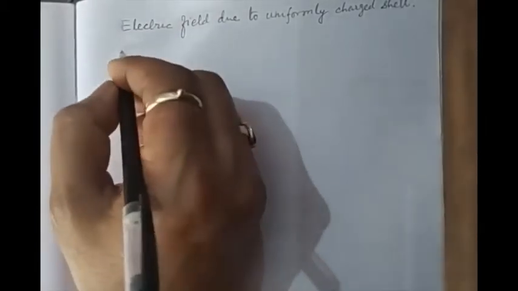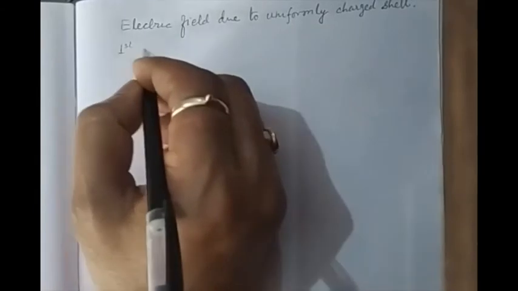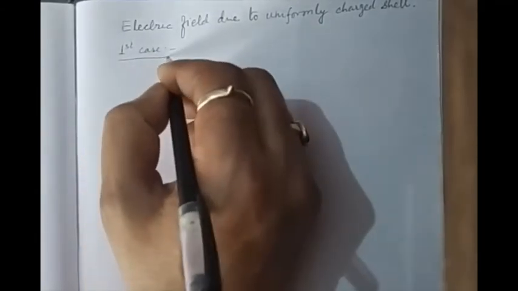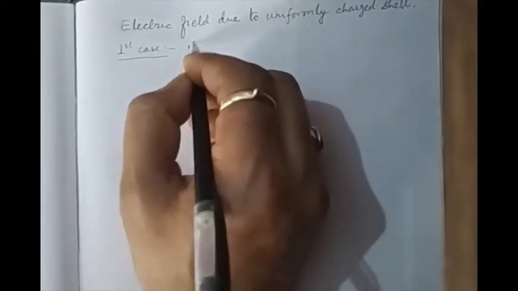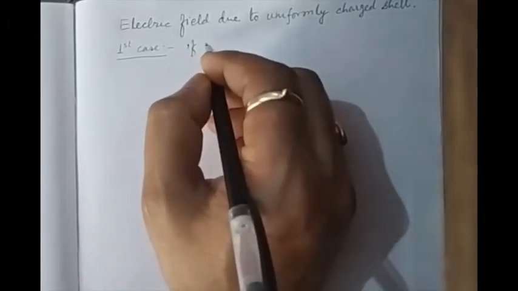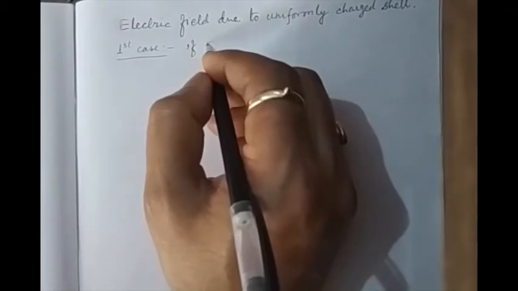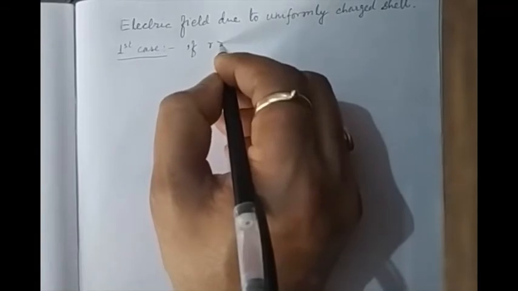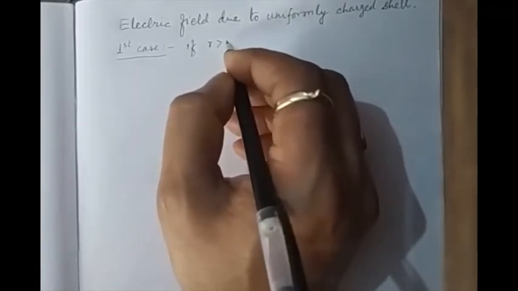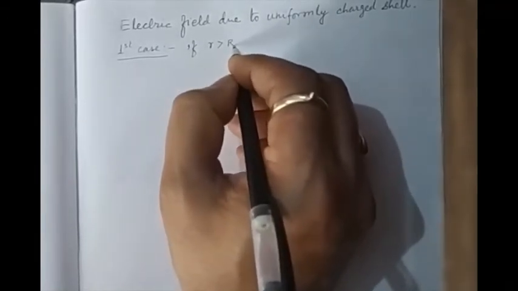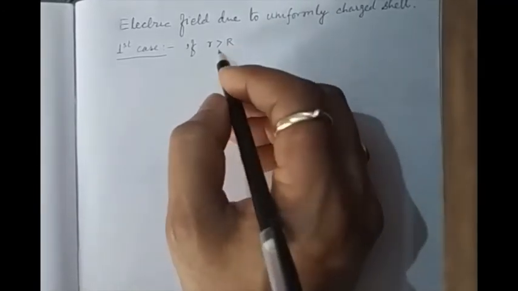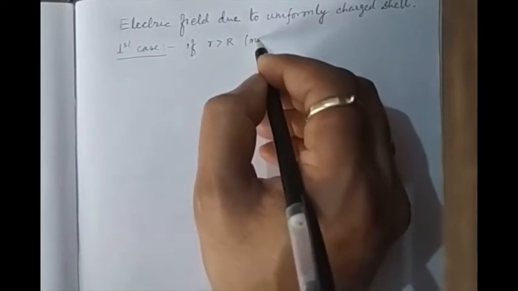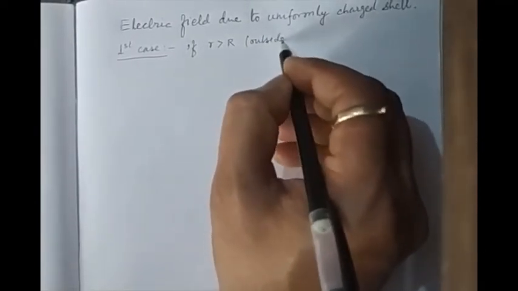First case, if the distance of the point from center of cell, that is a small r, is greater than radius of the cell, that is capital R. It means the point lies outside the cell.